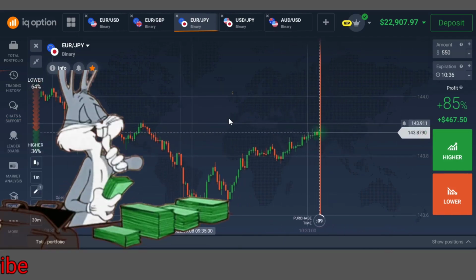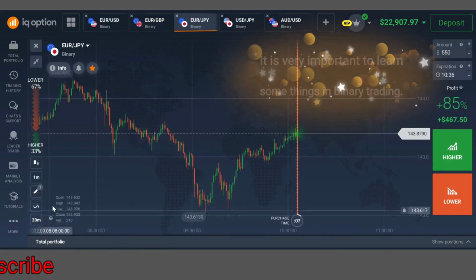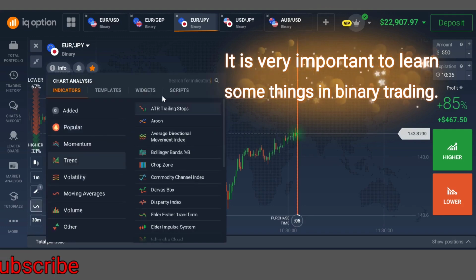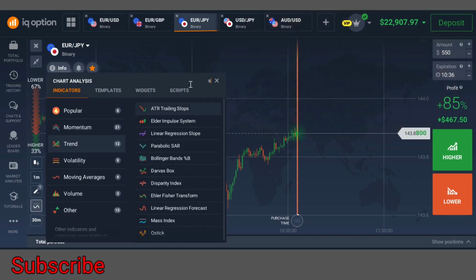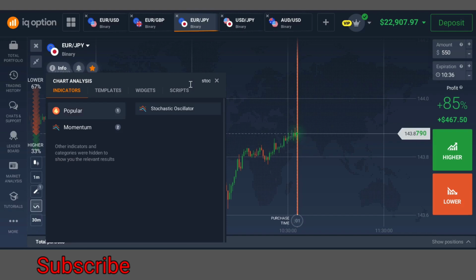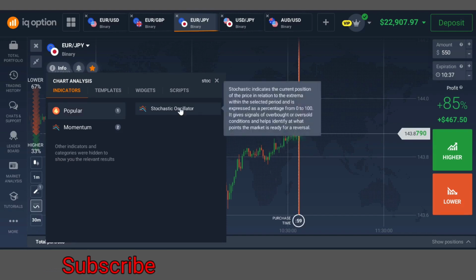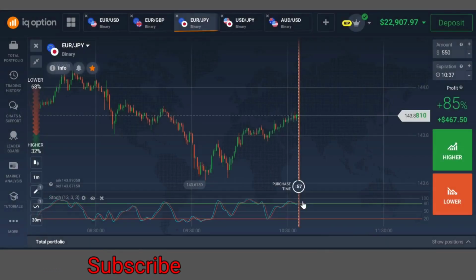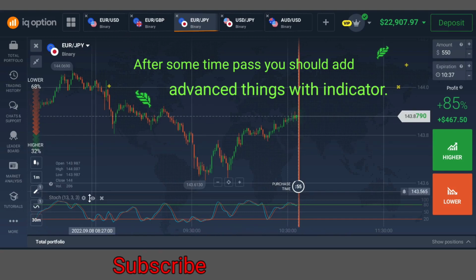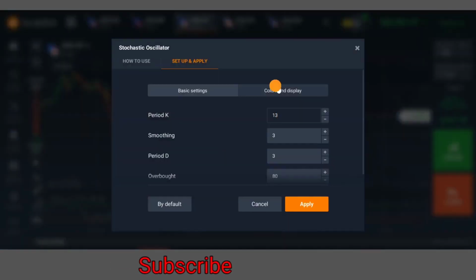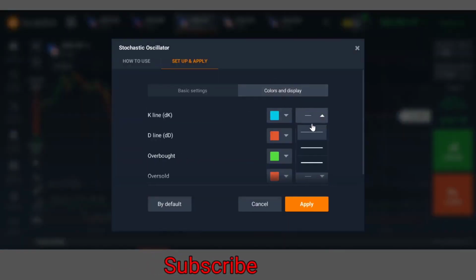If you really want to make profit in binary trading, there are a couple of things that you need to learn. You don't have to depend on just one or two indicators. If you are new, you can use the indicator, but after a few months you should add more advanced things along with the indicator. I mean, there are some advanced things you should look for while trading along with the indicator.